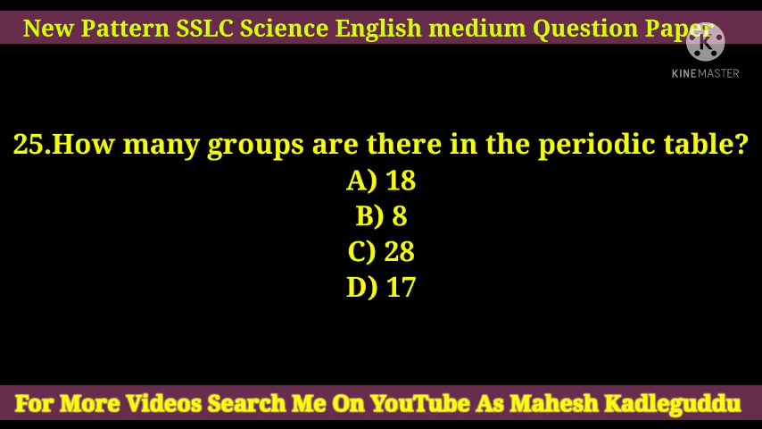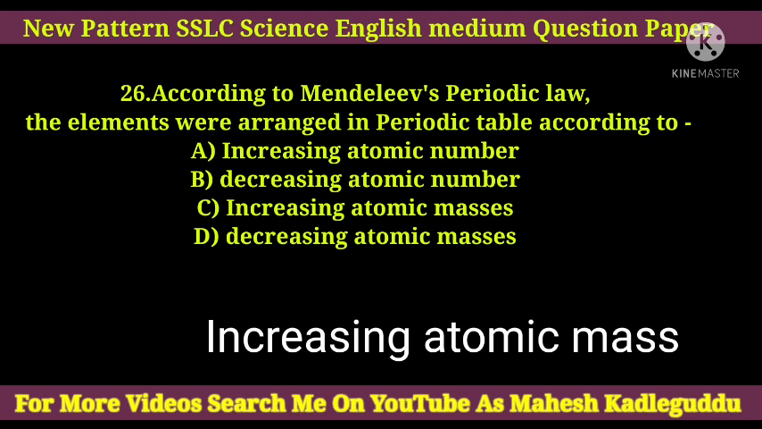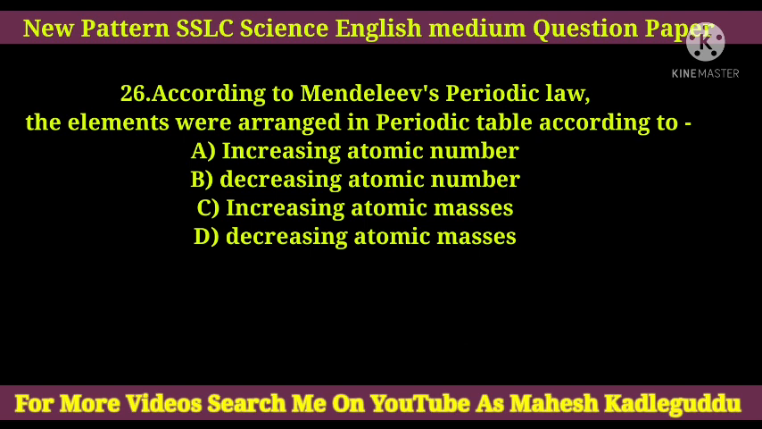Next, move on to 25th question. How many groups are there in periodic table? 18, 8, 28, 17. 18 groups are there in the periodic table. The right answer is 18. Next, move on to 26th question. According to Mendeleev's periodic law, the elements were arranged in periodic table according to increasing atomic number, decreasing atomic number, increasing atomic masses, decreasing atomic masses. According to Mendeleev's periodic law, the elements were arranged in a periodic table according to increasing atomic mass.